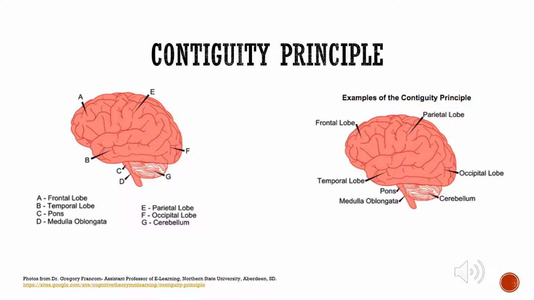The second principle that I'm going to talk about is the contiguity principle. With this principle, you want to align words to corresponding graphics. On the left, we have a really bad example of what you want to do. In that example, this principle is violated because those labels of the brain are physically separated from the images on the brain. So you're really having to go back and forth, and you can't really easily tell which letter or which words go with which part of the brain.